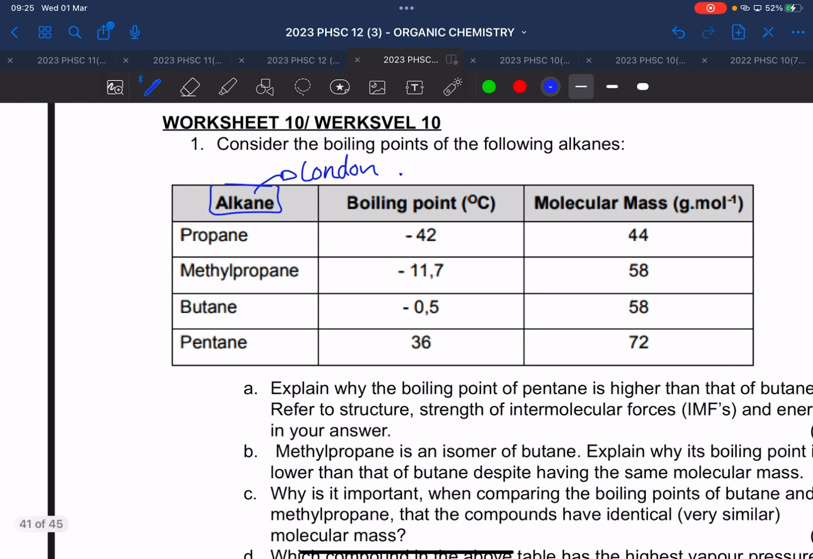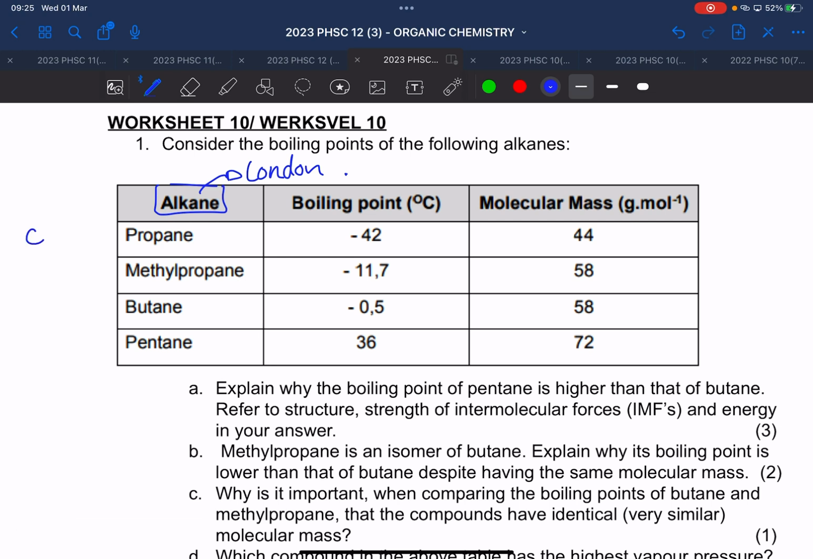Alright, propane, how many carbons? 3. So C3H8, I think. Methyl propane. How many carbons? 4. How many hydrogens? 10. Butane? 10 hydrogens. So what are methyl propane and butane to each other? They are what of each other? Isomers. What type of isomer? Their functional group is the same. They're both alkanes.